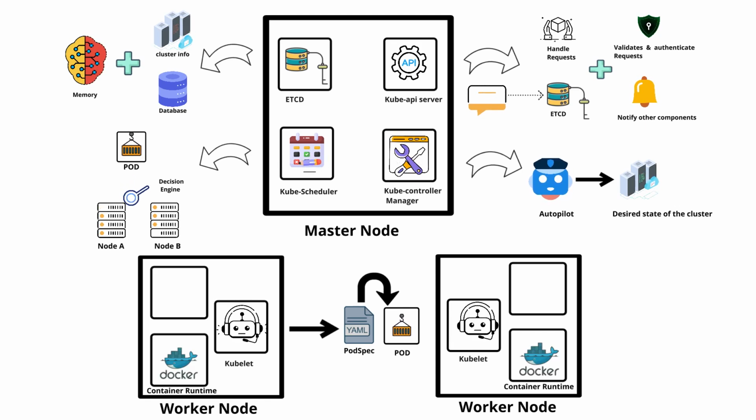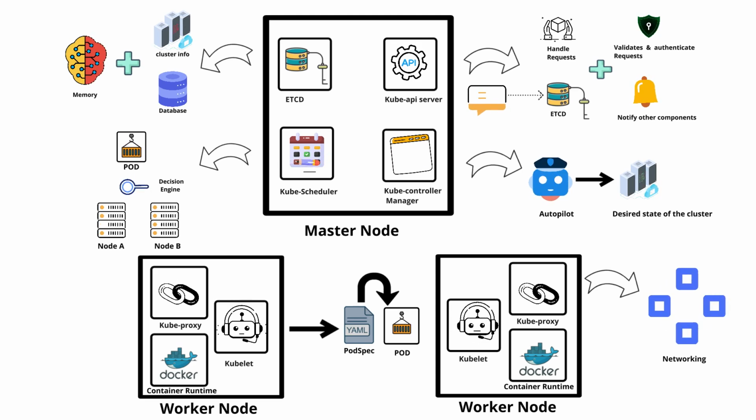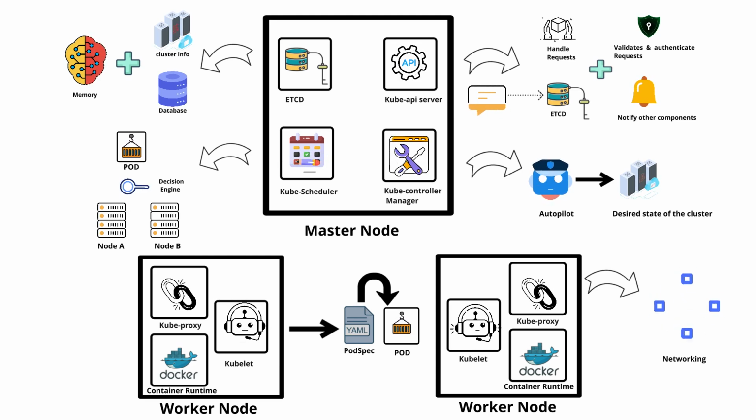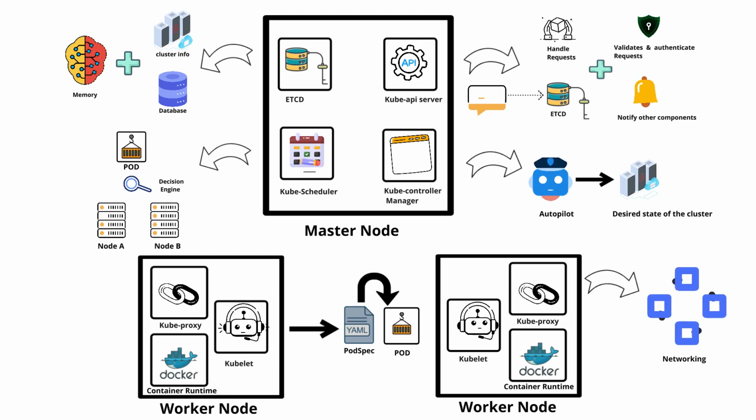Next is the container runtime. We have several container runtimes in Kubernetes, like Docker Engine, Containerd, and CRI-O. The main purpose of the container runtime is to pull the image and run the container. And the last component in worker node is the kube-proxy, which is the networking component. This helps in service discovery and managing networking rules so that it helps in communication between the pods.